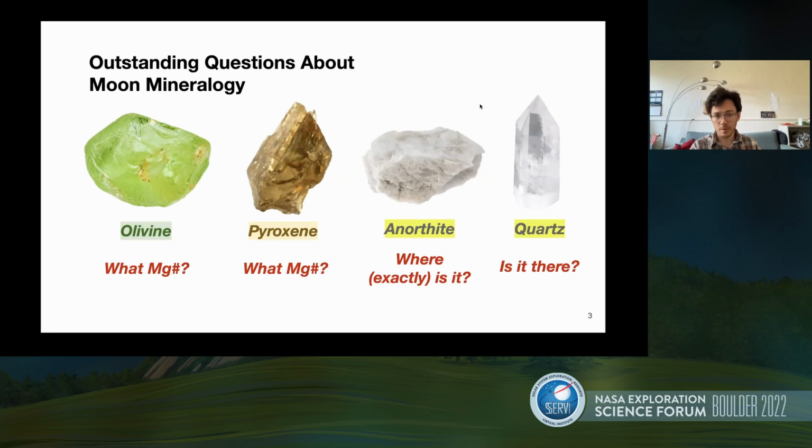But as most of you in the room are probably aware, there is still quite a lot that remains unknown about the basics of lunar mineralogy, including what is the Mg number of olivine and pyroxene? In what olivine and pyroxene enriched rocks is anorthite present on the moon? And is quartz in fact present on the lunar surface?